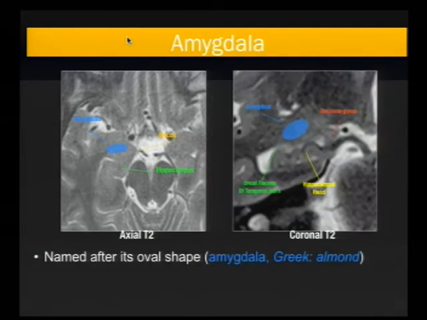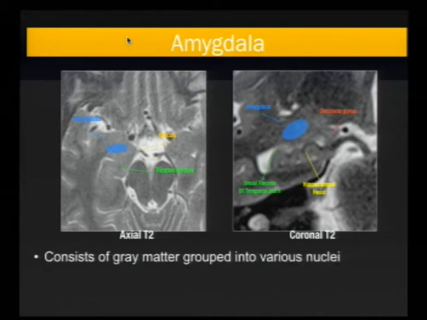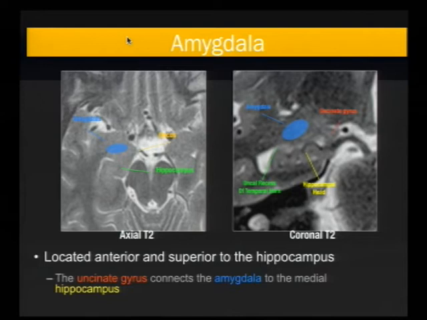Then we have the amygdala, which is an oval-shaped gray matter structure that lies in the depth of the uncus. And this is the uncinate gyrus, which connects the amygdala with the medial hippocampal structures.